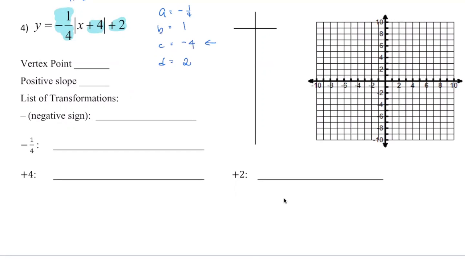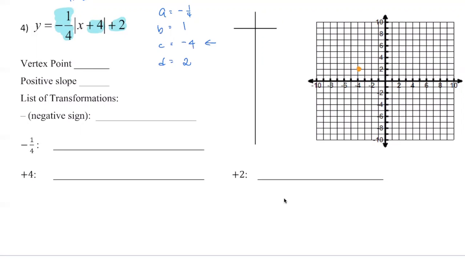So by having this understanding, we can actually start drawing the graph. Originally the graph will have a vertex at 0, 0. But because the graph is moving to the left 4 units and up 2 units, now the vertex is going to be right here at -4, 2.